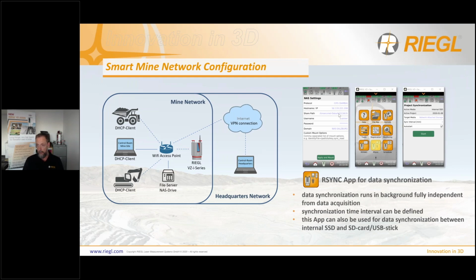But with the RSync app, you see here, this is the graphical user interface of the RSync app, we still store the data on the internal hard drive of the scanner, but in the background, we synchronize the data directly with that file server, let's say every 2 minutes or every 1 minute. So you do the data acquisition with the scanner in the field, it's connected with this hotspot, it's storing the data on the scanner, but permanently synchronizing it to the file server.